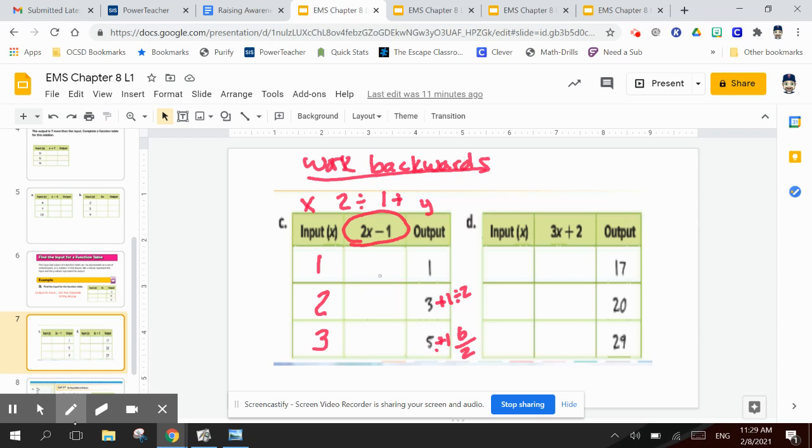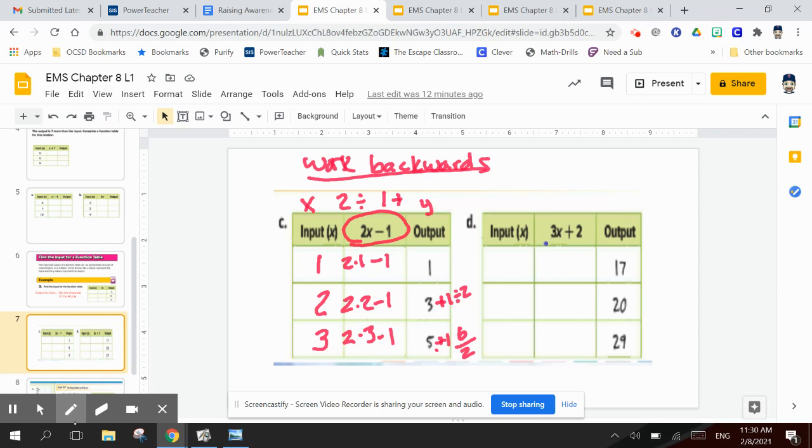So if I put those into my rule now, my x values, we can see if our rule is correct and we have the right answers. So I have 2 times 1 minus 1. 2 times 1 is 2. 2 minus 1 is 1. If x is 2, I have 2 times 2, which is 4, minus 1 is 3. That is correct. And then I have 2 times 3, which is 6, minus 1 is 5. That is correct. So let's do the same thing with letter D.